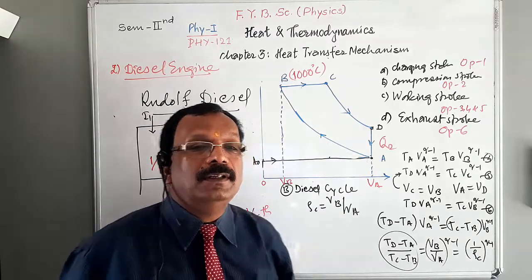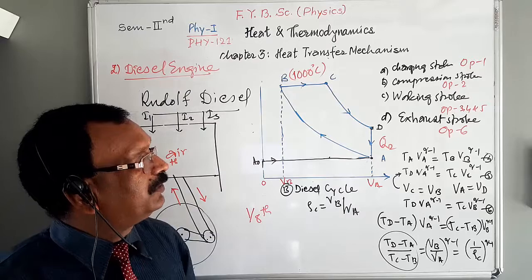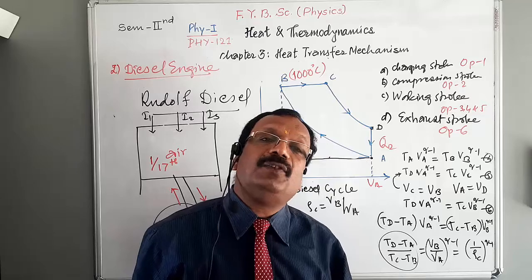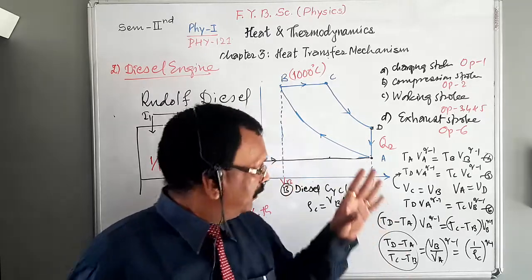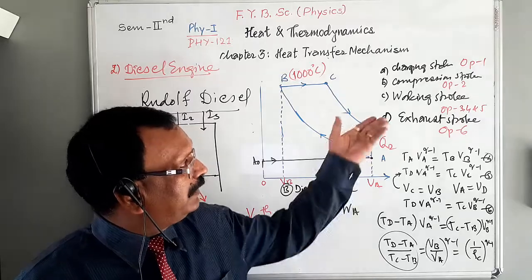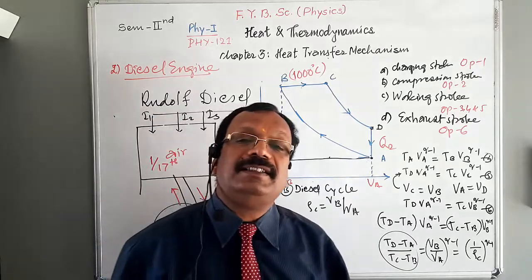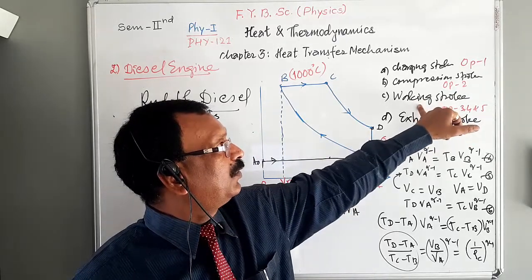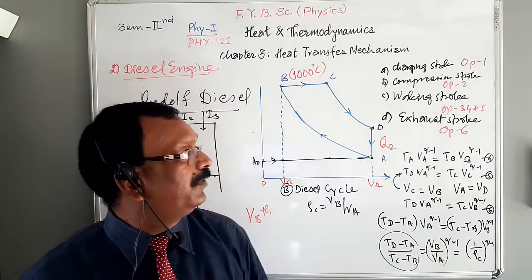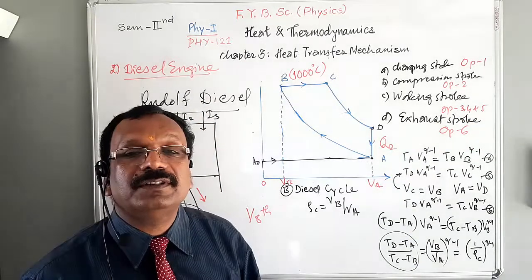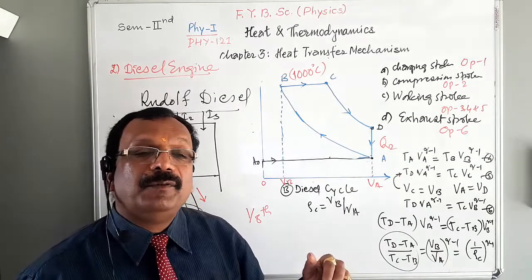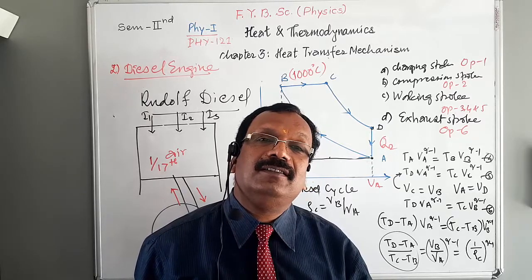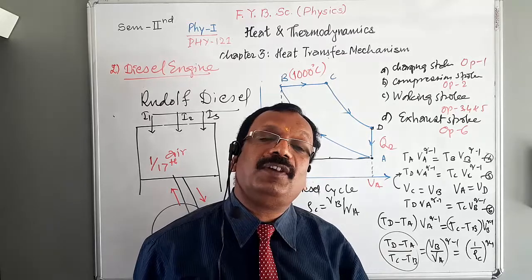Now, the third stroke, the working stroke, and the exhaust stroke will be studied in the next lecture, because due to lack of time it is not possible to study these 2 strokes in this lecture. So in the next lecture we will see the 3 operations in the working stroke, operation number 3, 4 and 5, and the last stroke, the exhaust stroke, that is operation number 6. We will also obtain the expression for the efficiency of the diesel engine.